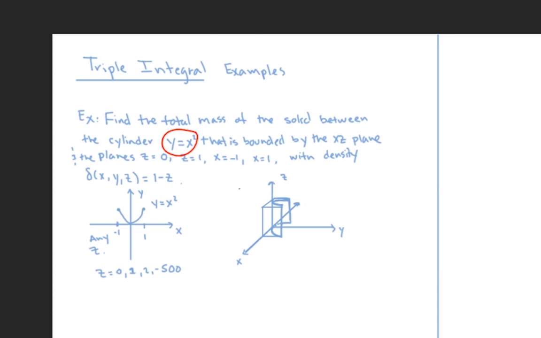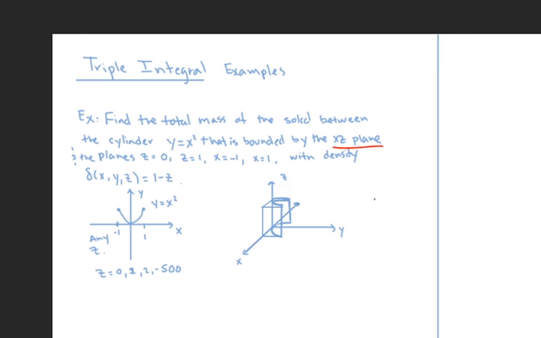And then they give us these other boundary planes, z equals 0 and 1. So that's what I've drawn down here. You can see here, this is the z equals 0 plane, and then up here is the z equals 1 plane. And then the last thing is the xz plane, excuse me. So that's this back wall back here.